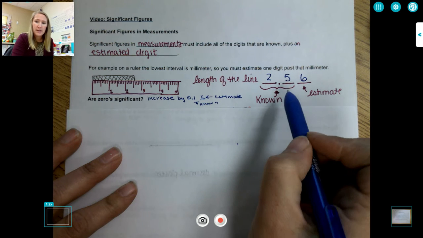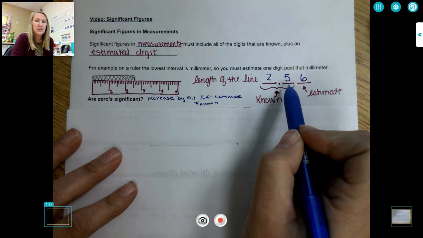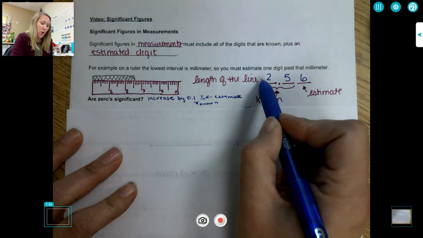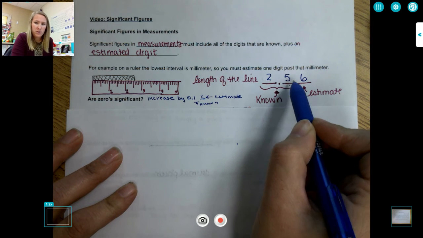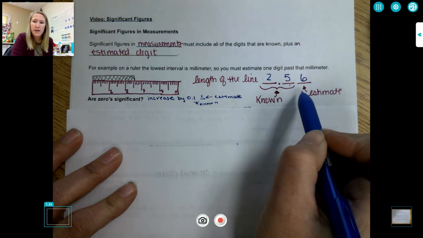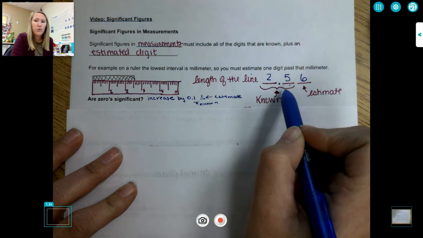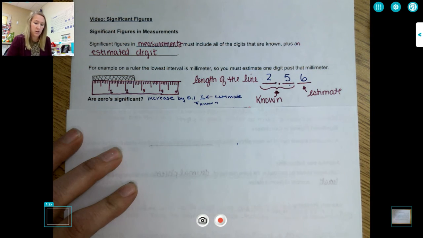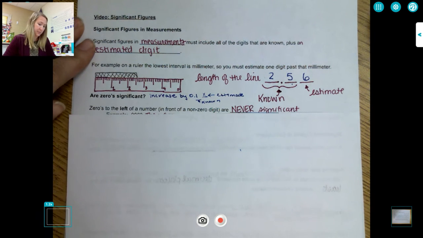Now, if the person next to you was measuring this, they might have said 2.55, or somebody might have said 2.54. Well, we would all be consistent in the 2.5 region, but we would vary a little bit on our estimate. This tells us that we know for a fact it's 2.5 and that we have a little bit of uncertainty in our last digit, the 6 in my case.